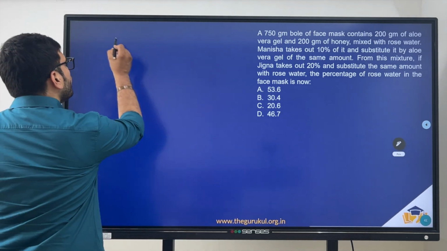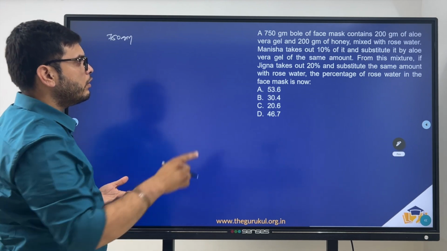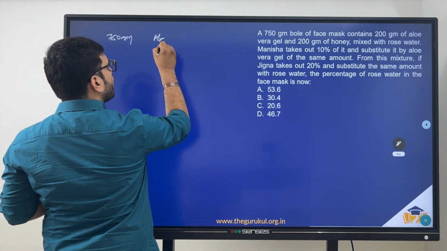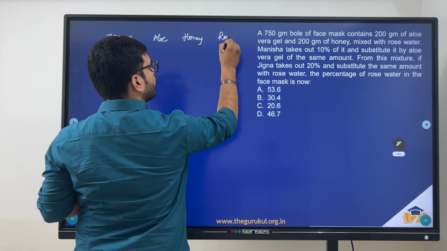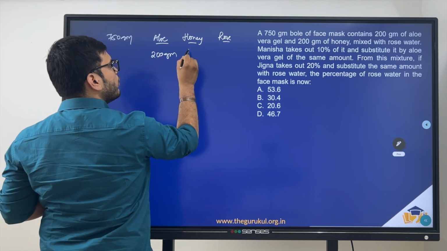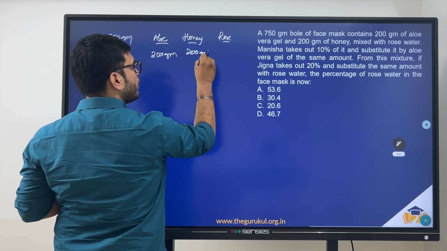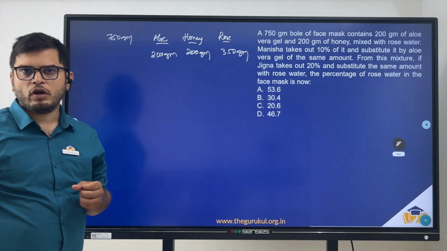So initially, you have 750 grams of bottle having aloe vera, then honey and rose water. The weight of aloe vera content is 200 grams. You have 200 grams of honey and 350. So the remaining 350 grams should be of rose water.